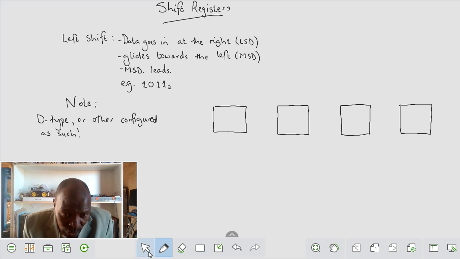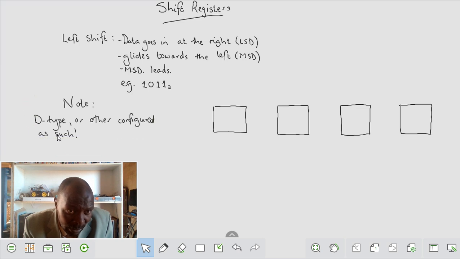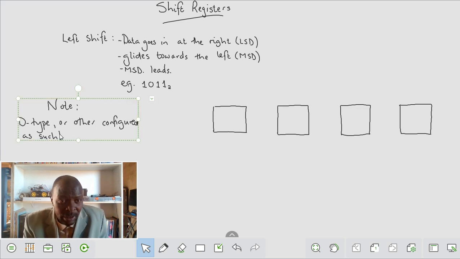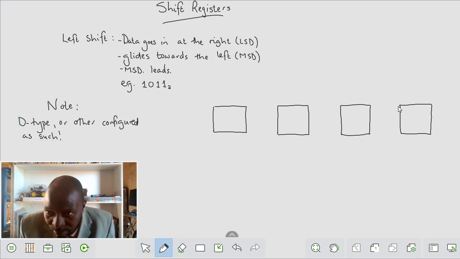Please note that we are going to use D types. If you are going to use an SR, it has to be configured as a D type. If we're going to use JK, it has to be configured as a D type. Well, the T type is not configurable as a D type, so we can't use that one, can we? So right now, our input goes in through the D.